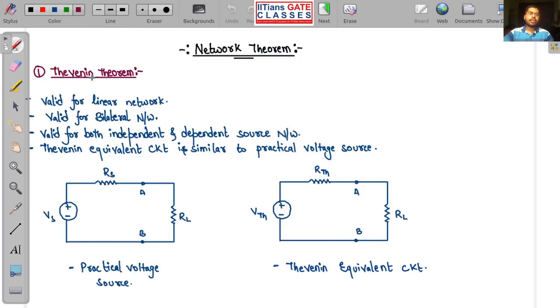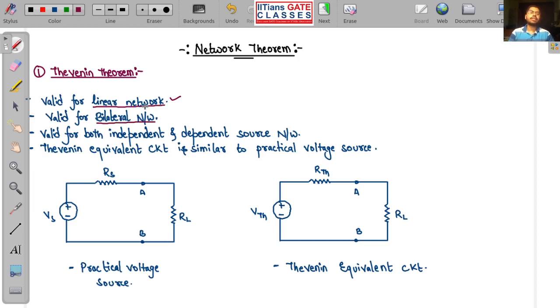So first in the network theorems comes the Thevenin theorem. So what is Thevenin theorem? You need to memorize a few points for Thevenin theorem. Thevenin theorem is valid only for linear networks. For non-linear networks it is invalid. Valid for linear network, and bilateral network. I have already told you what a bilateral network is.